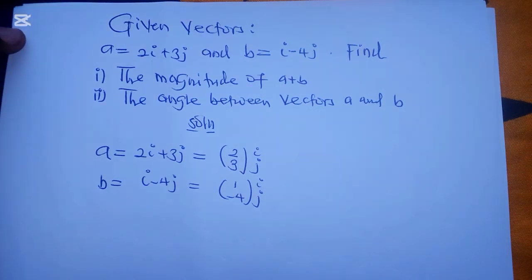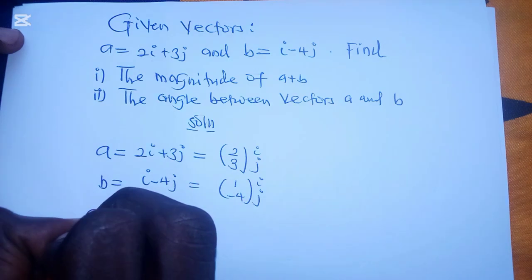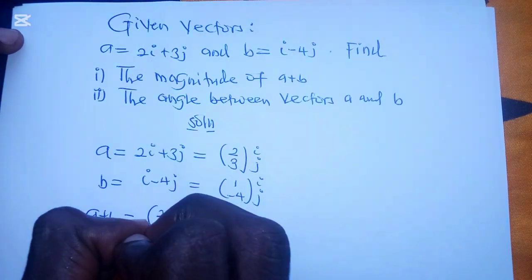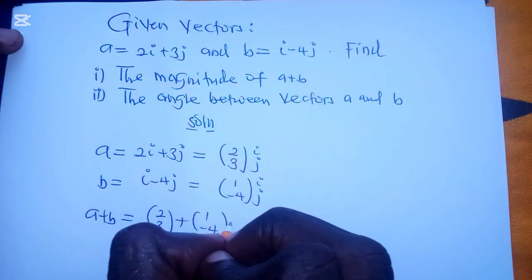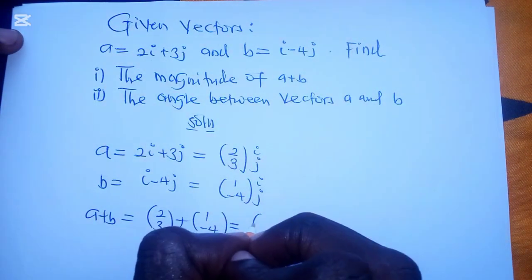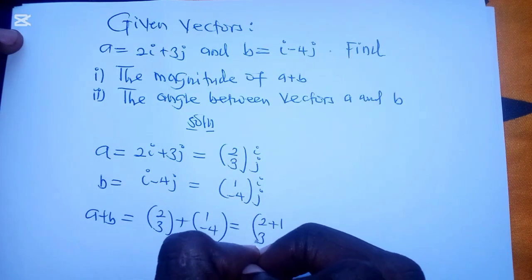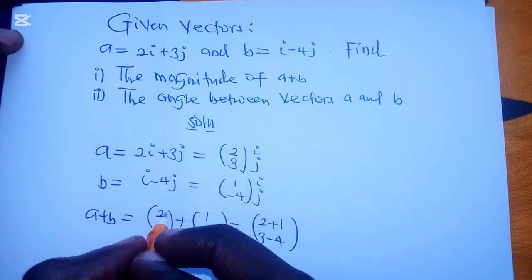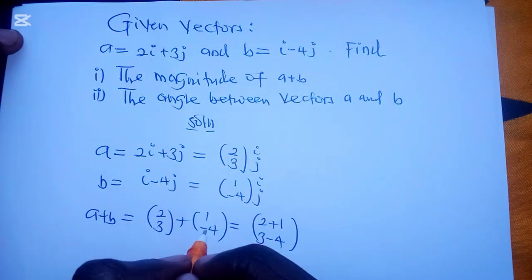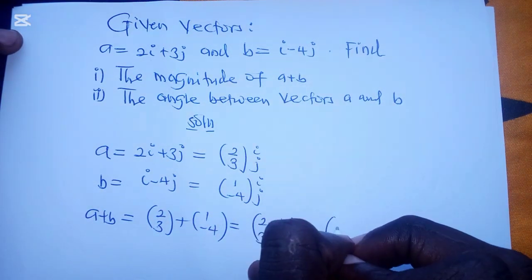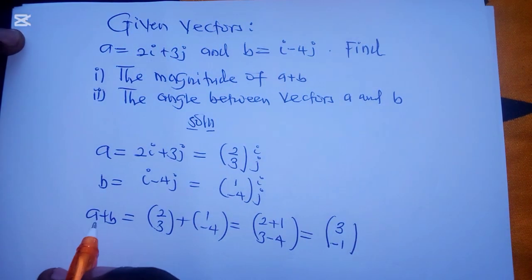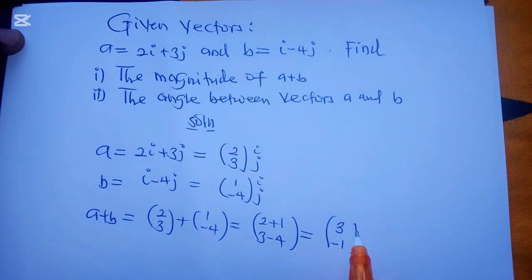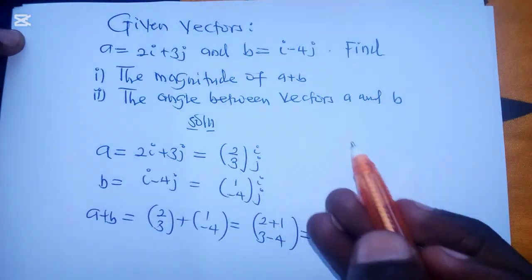Before finding the magnitude of A plus B, let's first add A plus B. Adding A plus B, we have (2, 3) plus (1, -4). Adding these two vectors becomes 2 plus 1, then 3 minus 4. We add the corresponding terms, this and this, and this and this also. This is 3 minus 1. Now we have added the vectors A and B, which results in (3, -1). But remember, the question says we have to find the magnitude of A plus B.